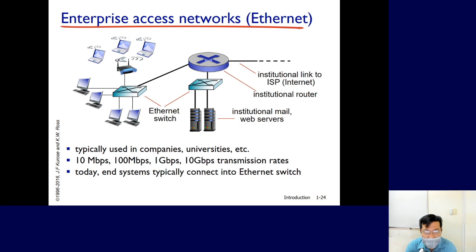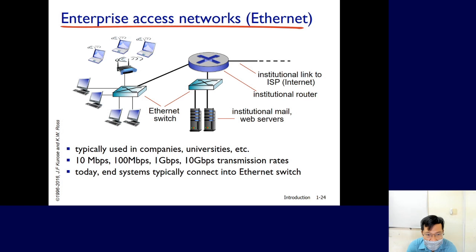So in an enterprise, there is an access network really in a layered structure. It means that there are many kinds of topology used in a company, a campus, or a university. There are many kinds of devices, switches, used in the enterprise access network with different transmission rates.